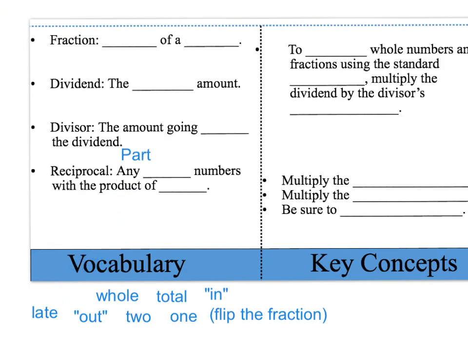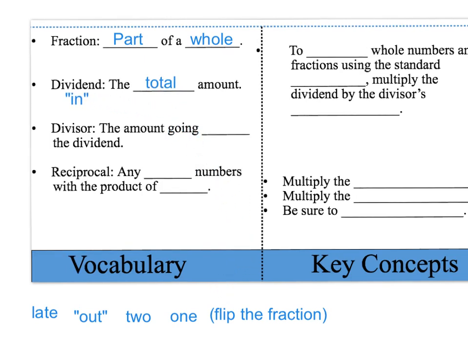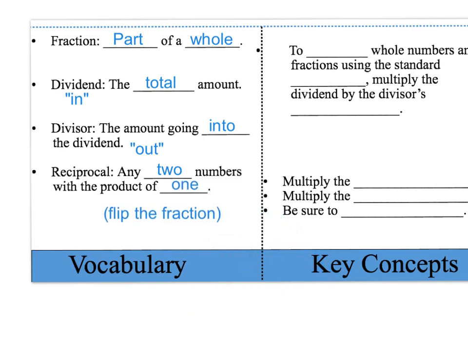Vocabulary. Fraction is part of a whole. Dividend is the total amount. It goes in. Divisor is the amount going into the dividend. Divisor goes out. Reciprocal would be any two numbers with the product of 1. Basically, it means to flip the fraction.